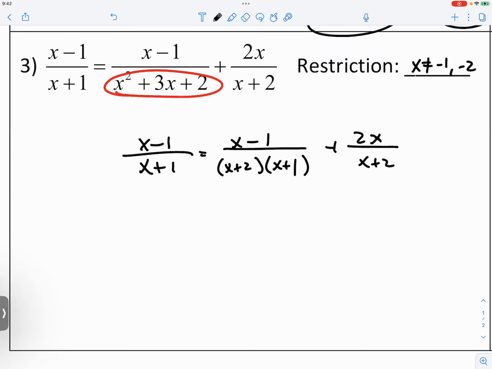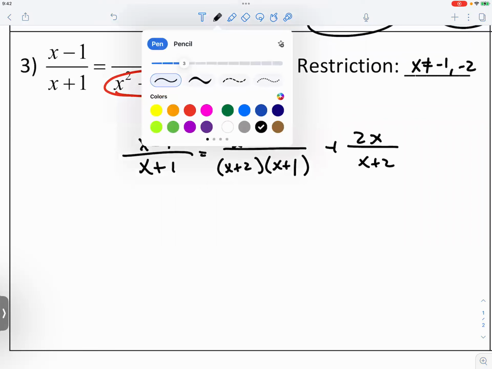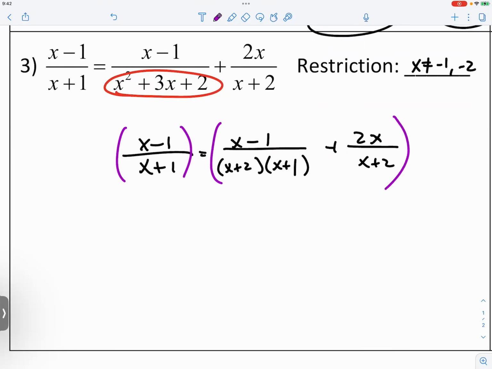And now that we have the restrictions all taken care of, we may now go ahead and multiply both sides by the quote-unquote common denominator, which is x plus 2 and x plus 1. All right, see what you get on the next line. Okay, can you write down what's happening next?